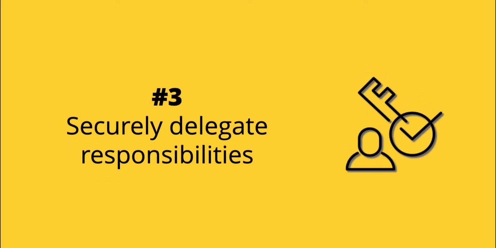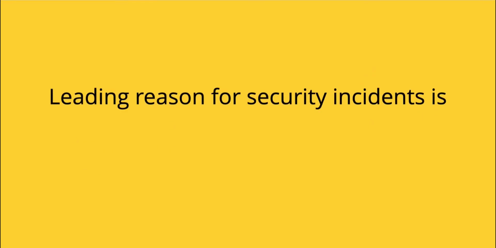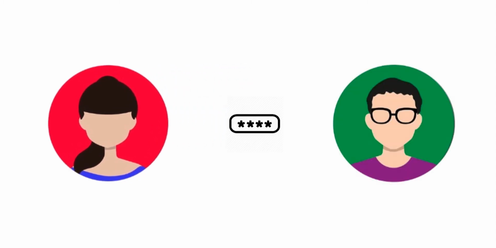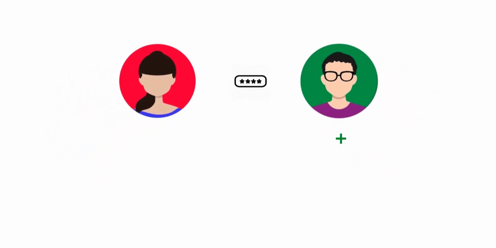Securely delegate responsibilities. Another leading reason for security incidents is privilege misuse, which includes unauthorized access. Here is an example. Imagine that you are a business owner and the Zoho One organization owner. You share your credentials with your HR manager to add your new employee to Zoho One. The reason behind the action is innocent, but it could lead to serious long-term problems.